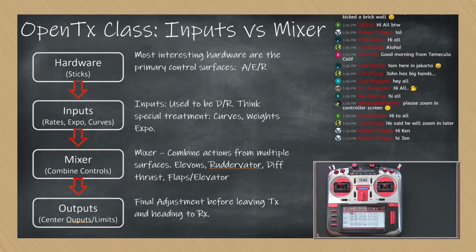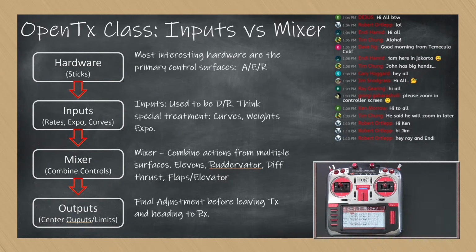But the outputs is the final adjustment before the information that you have leaves the radio and goes to the receiver, leaves the transmitter and goes to the receiver. So on the output screen, we do things like center the outputs. We've talked about that in prior videos. And you also define upper and lower limits.